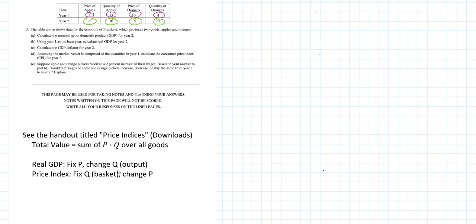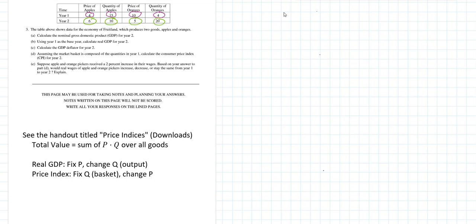In the first case, by fixing the price and allowing the output to change, you get a pure measure of output, which you want for real GDP. That's not affected at all by changes in prices. In the second case, you're not really so concerned about what you're buying as what price changes you're seeing. So you fix the basket and get a pure change in price that's unaffected by changes in quantity.